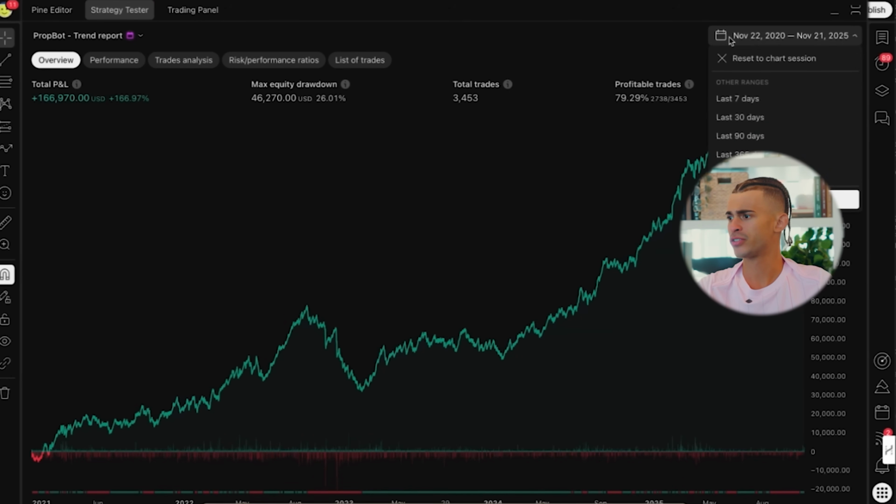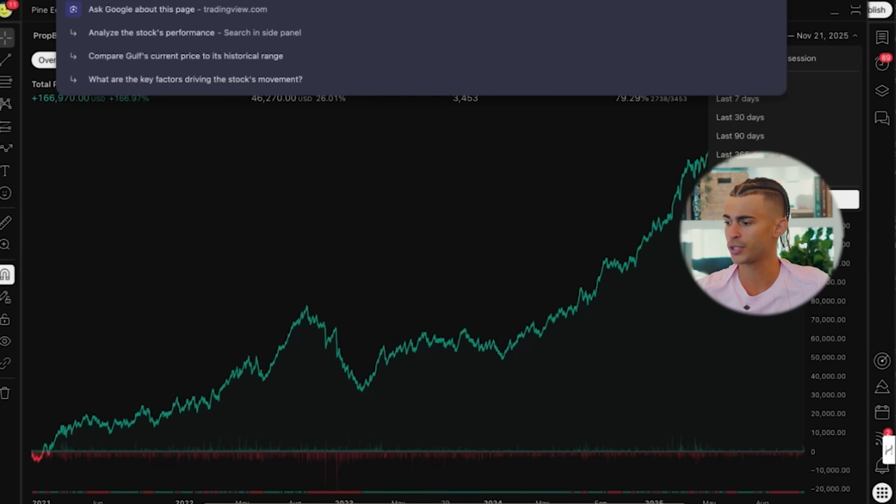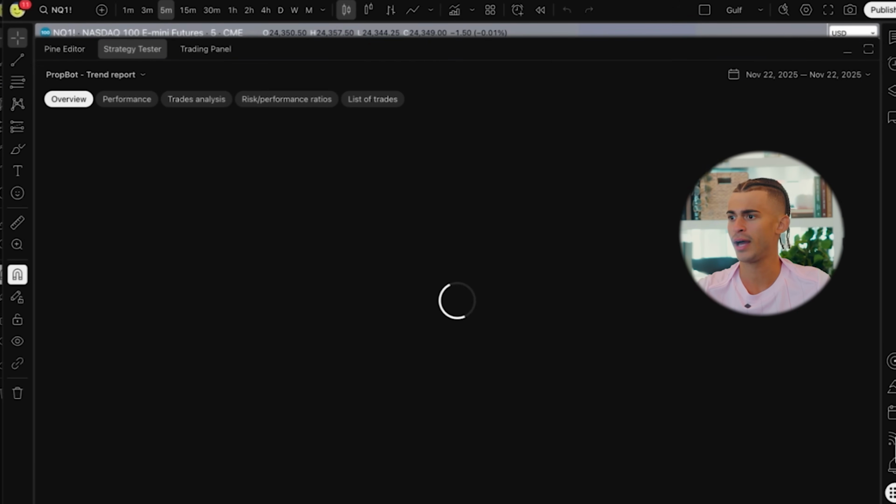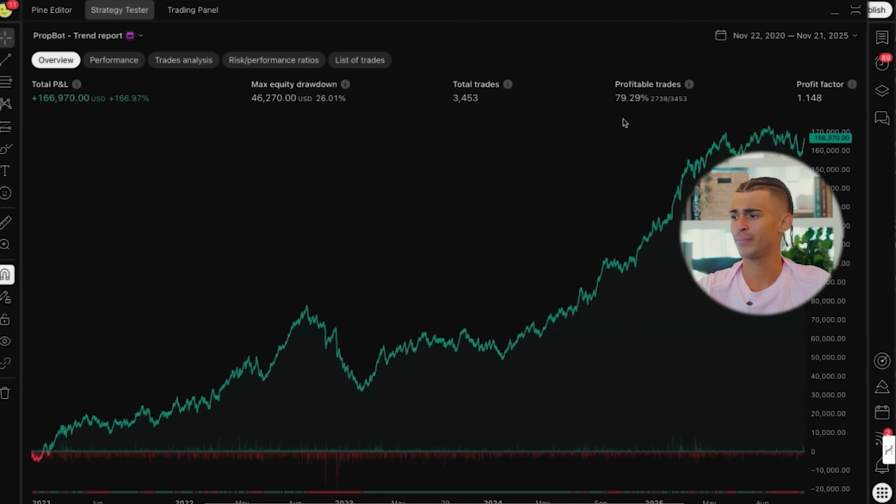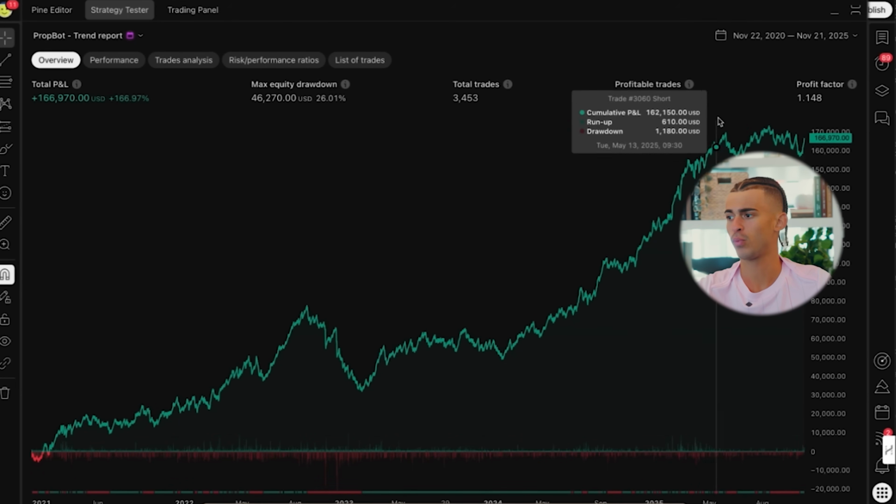This is the 5-year backtest over 3,453 trades. You can see that this starts at November 22, 2020, and it ends today, November 21, 2025. I can refresh my page. This is obviously live. This bot has had a 79% win rate across 3,453 trades with a profit factor of 1.1.